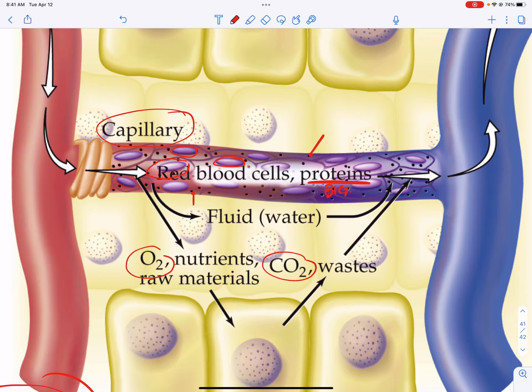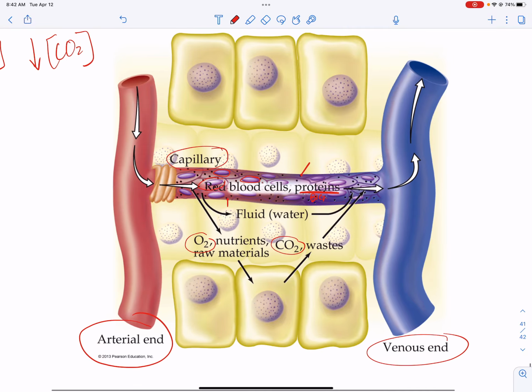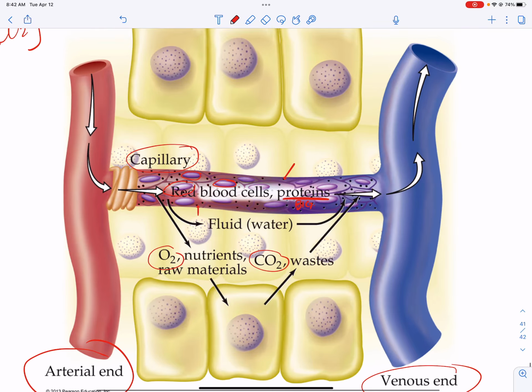Now, larger things like the red blood cells themselves and the proteins cannot. They stay in the capillary, and then they move on through the venous veins and things back to our lungs, all right? But the oxygen and the small molecules like CO2 can travel in and out. They can passively move in and out. So their movement is going to be directed by a gradient.